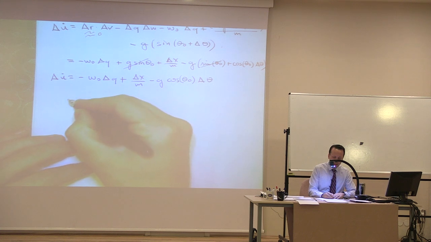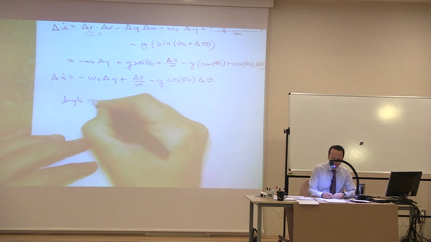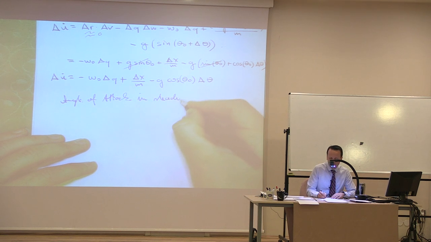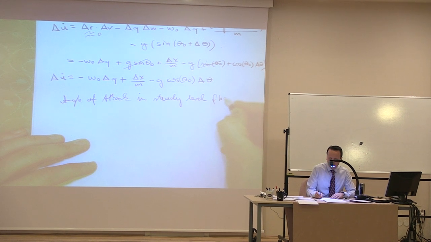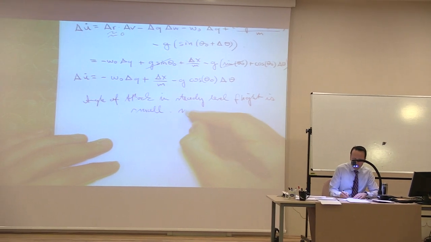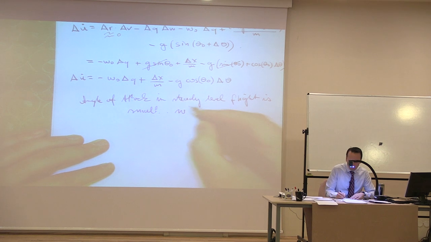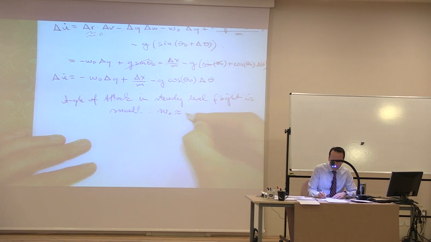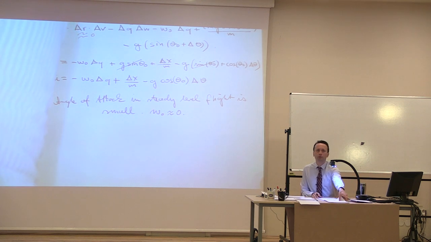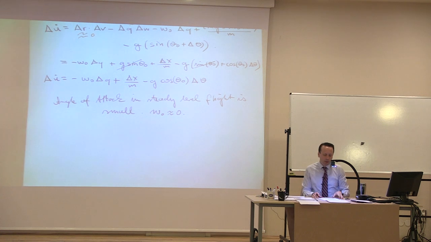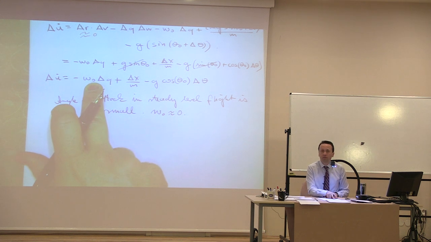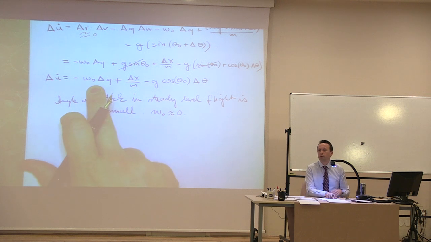We are going to say the angle of attack in steady level flight is small, which means W0 is close to zero, okay? So this is just to make the equations a little simpler. You don't have to do that. In some books, you will see this not equal zero, okay? Then this term will be there. But if it's equal to zero, then this term will disappear.